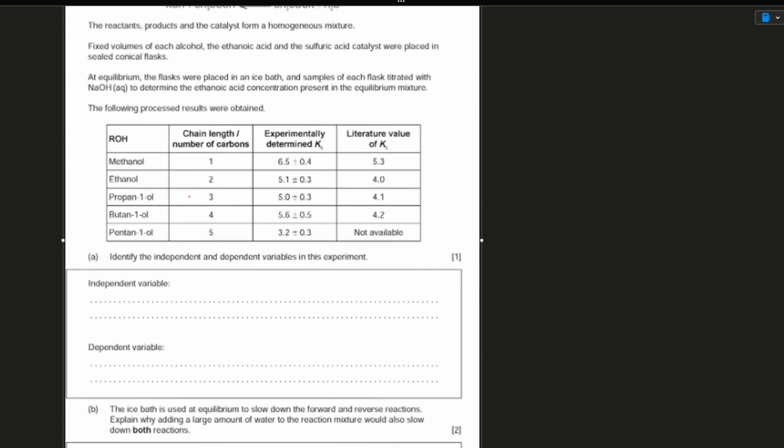And here part A says identify the independent and dependent variables in this experiment. So obviously the independent variable is what's changing, and here we can see that it's the number of carbon atoms in each alcohol. So we can just go ahead and say number of carbon atoms in each alcohol.